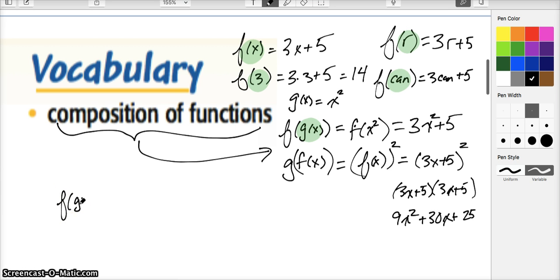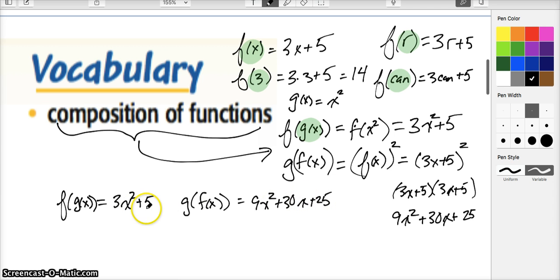When I take composite functions, when I do f of g of x, I can write it like this. There's another way to write it. We'll look at that in a minute. I'm going to get 3x squared plus 5. When I take g of f of x, I end up with 9x squared plus 30x plus 25. A very different answer. So don't think that you can do it either way.